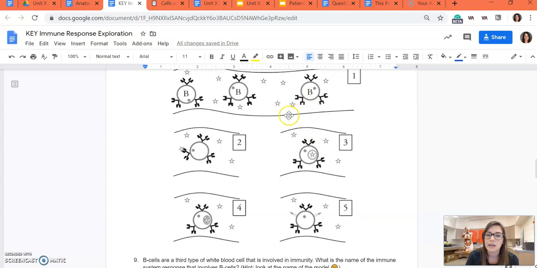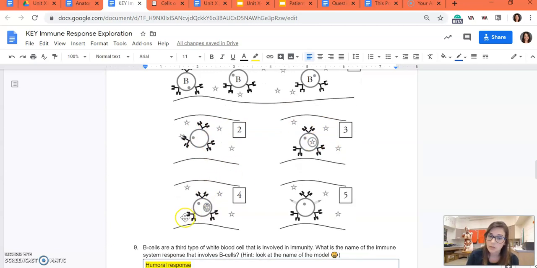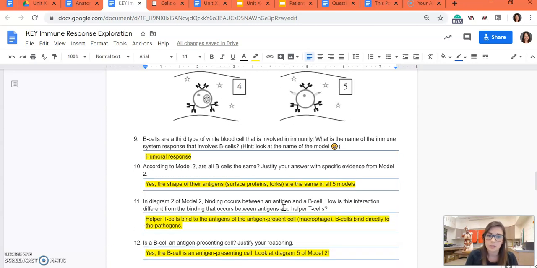So what happens in B cells: the pathogen, which again is the star here, so this could be a virus, directly binds to the antigen on the B cell, and then the pathogen goes inside of the B cell. The B cell breaks it down using lysosomes, and then, same thing as the macrophage, it takes that pathogen, mixes up the pieces, and creates its own little antigen right here. So it is an antigen presenting cell, just like the macrophage.